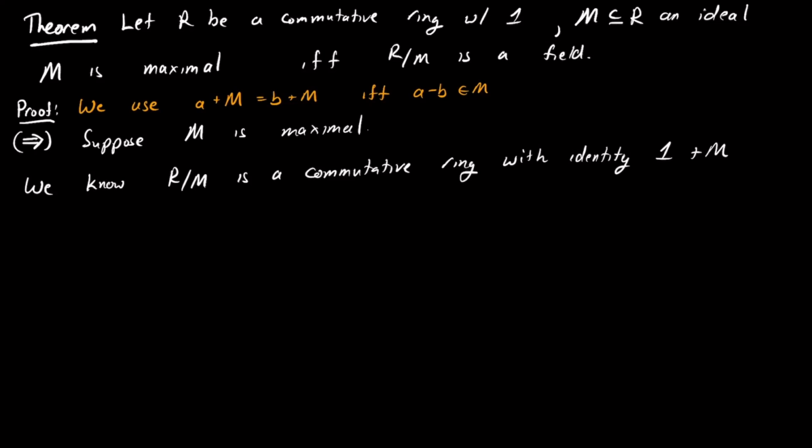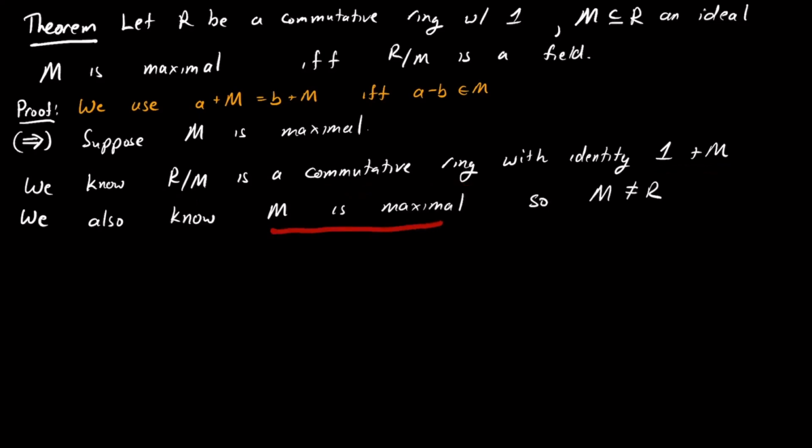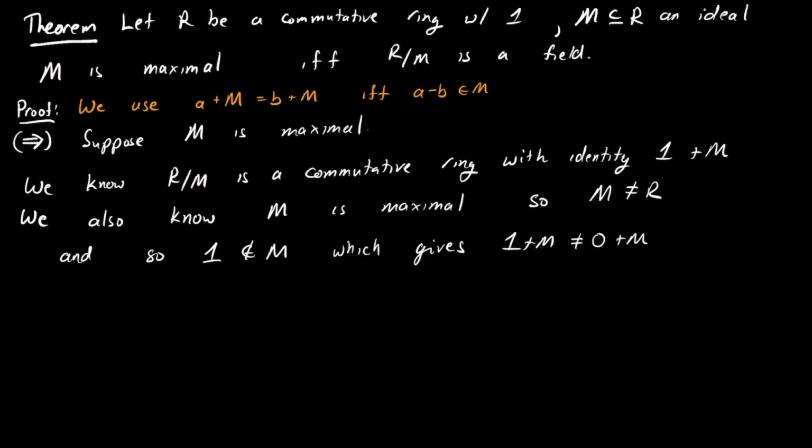Well, the first thing we know is that R mod M is a commutative ring with identity 1 plus M. The next thing we know is that M is maximal, so M is not equal to all of R. So maximal ideals are ideals that are as large as possible without being all of R themselves. So what do we know? We know that 1 is not an element of M, and that gives us that 1 plus M is not equal to 0 plus M, using this fact in orange above.